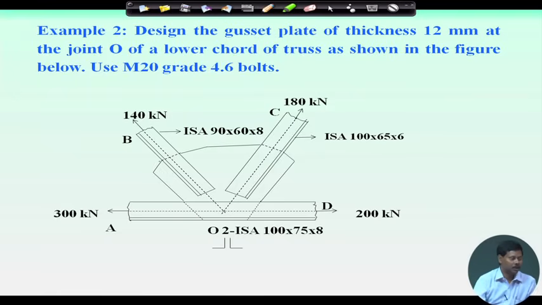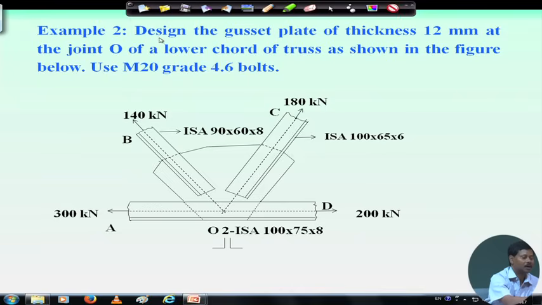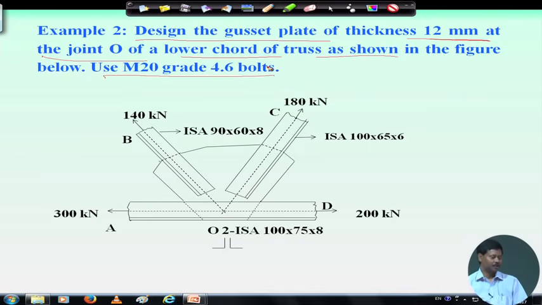Here is an example where we have to design a gusset plate of thickness 12 mm at joint O of the lower chord of a truss, and use M20 bolts of grade 4.6. Here loads are given: in member AD we have a load of 300 kilonewton and 200 kilonewton in this direction, and in this direction 300 kilonewton.